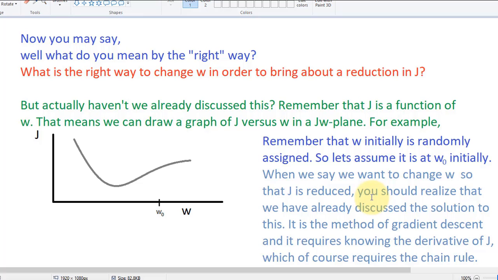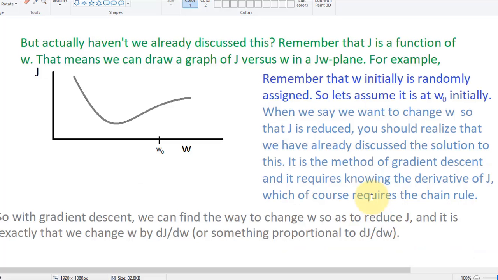When we say that we want to change W so that J is reduced, you should realize that we've already discussed the solution to this. It is exactly the method of gradient descent, and it requires knowing the derivative of J, which of course requires the chain rule. So with gradient descent, we can find the way to change W so as to reduce J. That's what gradient descent allows us to do. And the answer is that we change W by dJ/dW, or actually we allow a little more flexibility than that. We may just say change it.